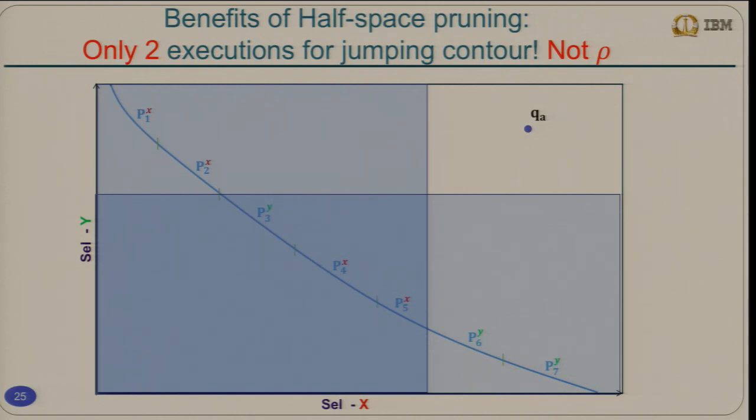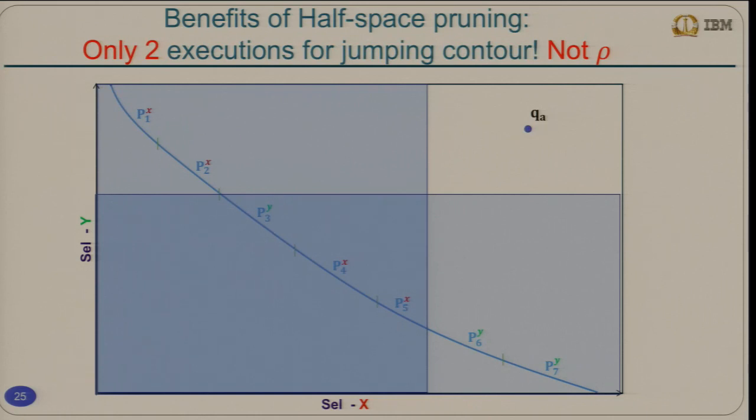On the x dimension, I will pick the plan which has a x here and which is the rightmost, and here which is y and which is the y most. Now the claim is that if I just execute P3 and P5, it is sufficient for me to rule out this entire contour. In fact, it allows me to rule out this region as well as this region. It covers the entire contour. So at every contour, I am expending only 2 times that particular contour's cost rather than the number of plans.